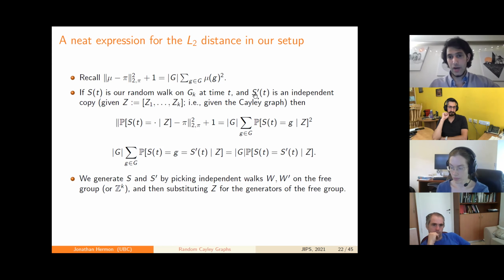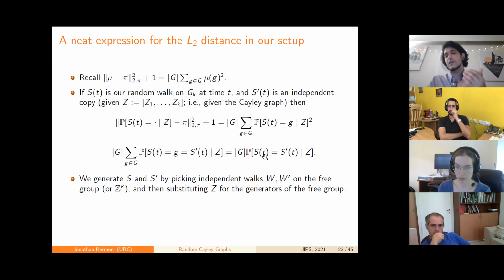But because S prime is the independent copy, we can write the probability that S_t is equal to the element g as the probability that both S_t and S prime_t are equal to g. And then we get rid of the square. And then instead of summing over all elements, we just see that this is equal to the probability that S is equal to S prime. And all this is given the graph, given the choice of generators.